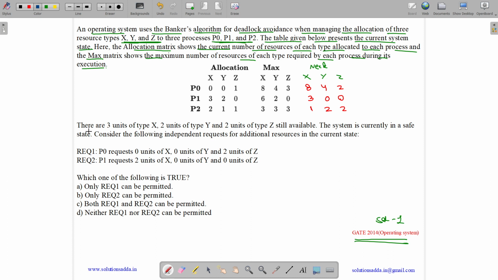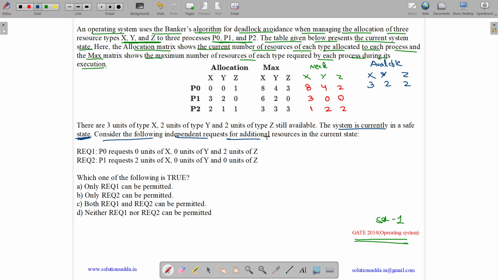Now it is saying, so what is available? Available. So we have 3 units of X, 2 units of Y and 2 units of Z still available. The system is currently in safe state. So you do not need to check the safeness of the system. It is given that it is already in safe state.